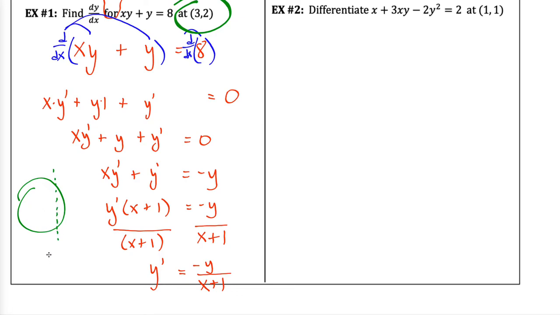So if you're being asked to find the slope on an implicit equation, they're generally going to give you 2 numbers. Generally, not saying they always would. So then we would plug in both numbers in here. So y prime at 3, 2 would be negative 2 over 3 plus 1. So negative a half. Whatever that equation looks like, I have no idea what it looks like. The slope at 3, 2 is negative a half.